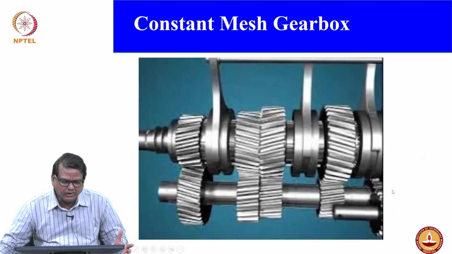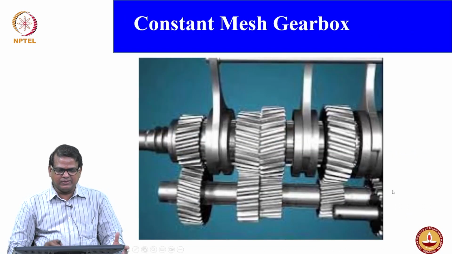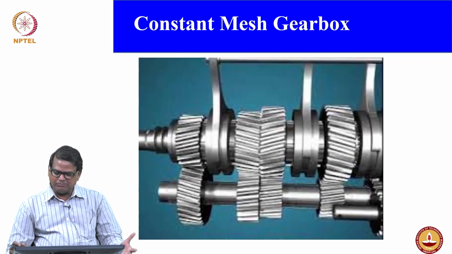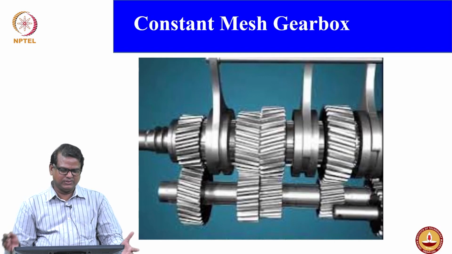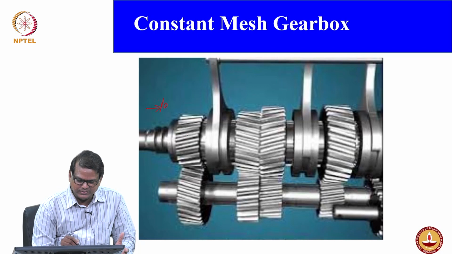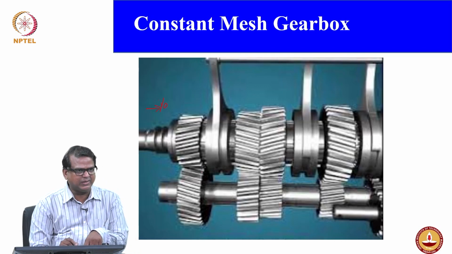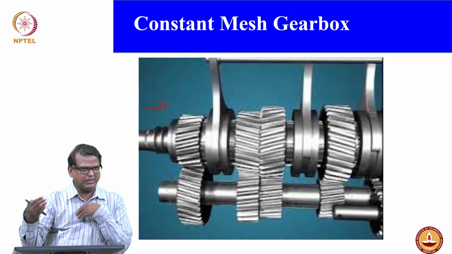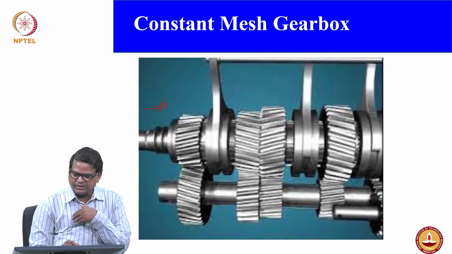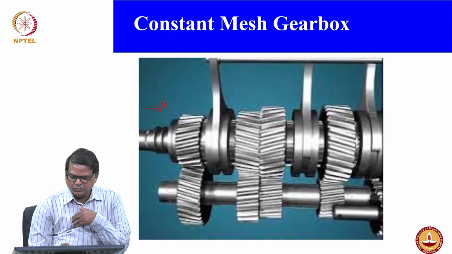And if you look at this, this is a constant mesh gearbox. Can you tell me where the input is and where the output is? This is your input, coming from the clutch shaft. Can you see that it directly reduces the speed? This is a bigger gear, and the moment you have a bigger gear, the speed will be reduced, isn't it? So this is the reduction. From there, it will move on to the other gears.